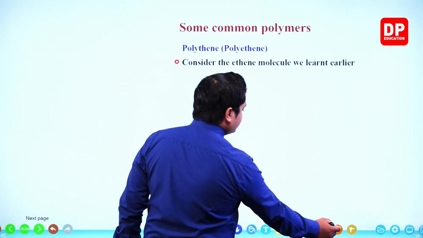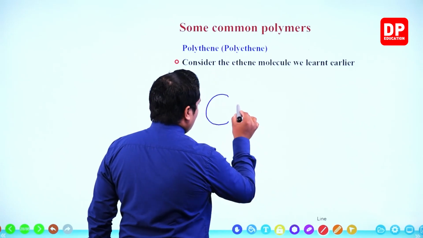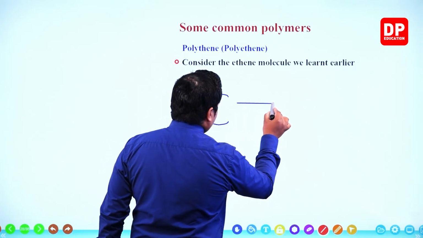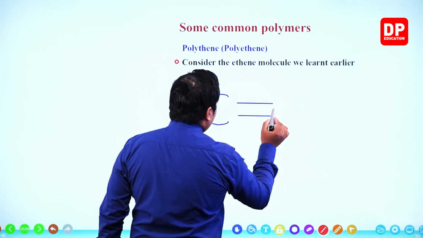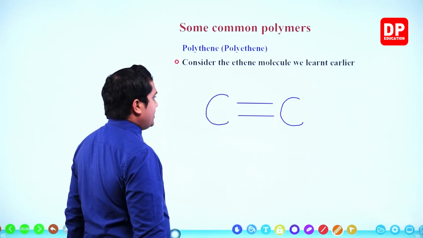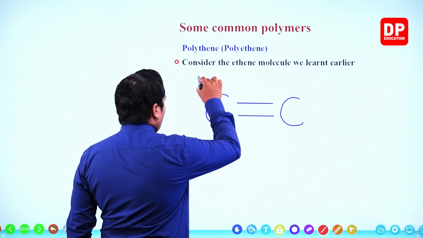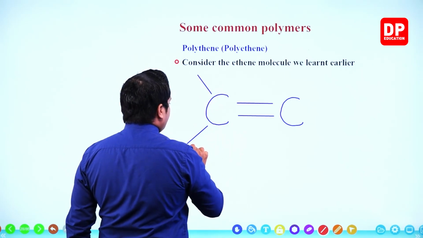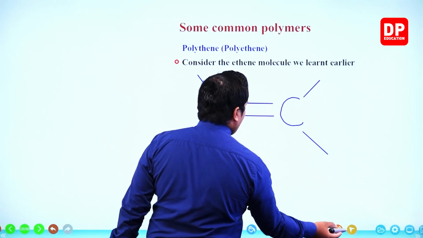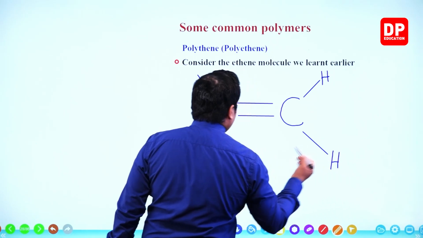Let's see, this is ethene. Carbon, double bonded to another carbon atom. Then, my dear children, there are 4 hydrogen atoms, 1, 2, 3 and 4. This is ethene.